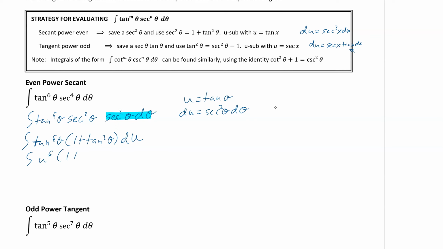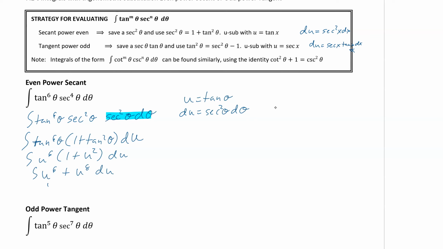So these are very similar to the sine and cosine. You just have to know what your u substitution is going to give you, and so that tells you what to pull apart. There we go. That's a u. u to the 6 plus, I guess it's sort of a 6. A u, I mean. There we go.